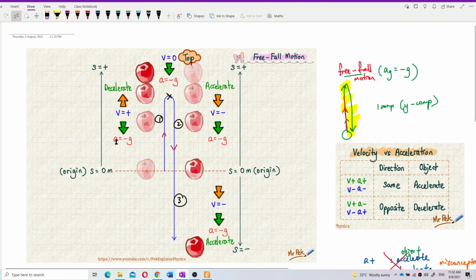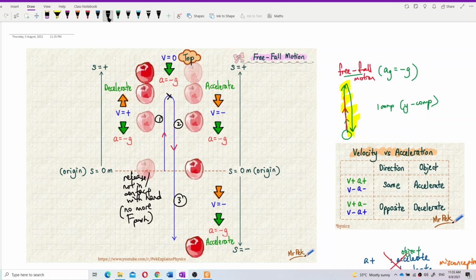Now, how about acceleration? The apple is being thrown up. It is already released from the hand. You understand? Already released, not in contact with the hand, the human hand who threw the apple up. Not in contact with the hand anymore, so no more pushing force from the hand.